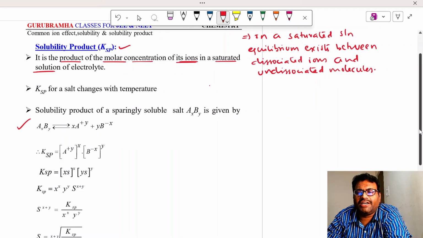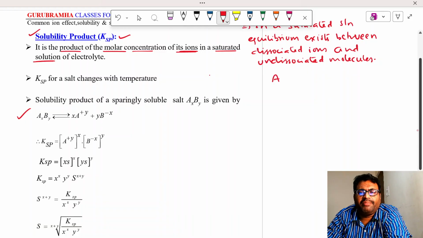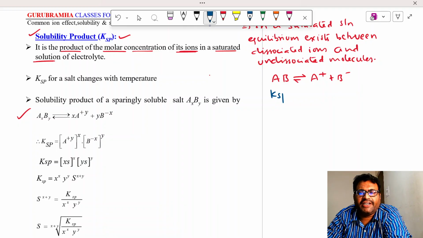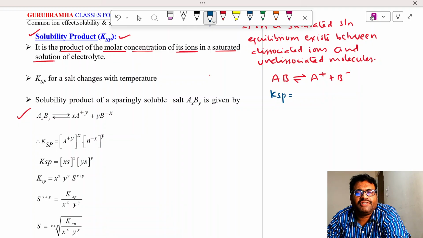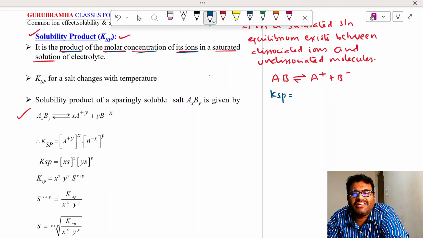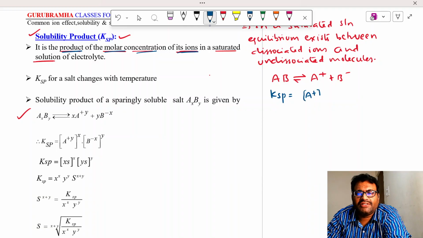For example, let us take solubility products. Let me take AB salt. It dissociates into A plus and B minus, a simple salt. So what is KSP? KSP is equal to the product of the molar concentration of its ions. What are its ions? A plus ion and B minus ion. That means concentration of A plus into concentration of B minus. Simple thing.